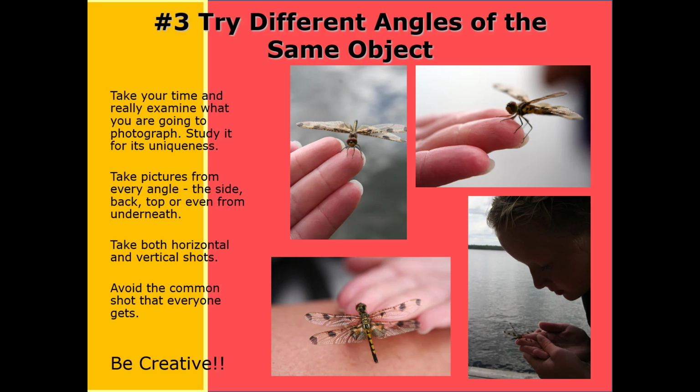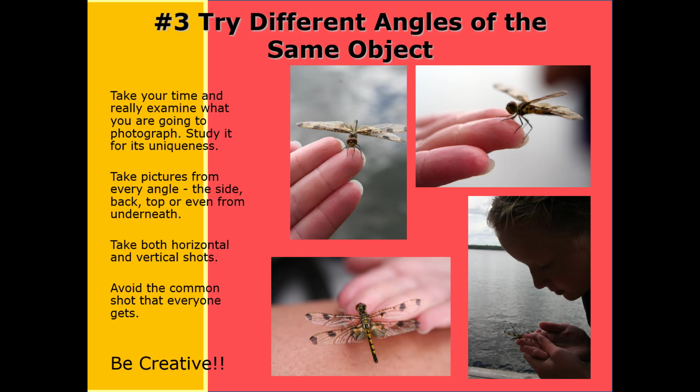The third talks about trying different angles of the same object. So if we're going to go out and shoot something, make sure that we look for unique opportunities, either in emotion or in the way the object is viewed. Take pictures from a variety of angles. So don't just stand in one spot and always hold your camera the same way. Maybe move around, get it from the side.